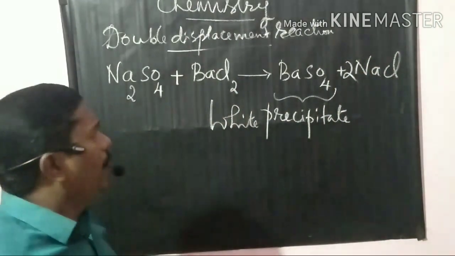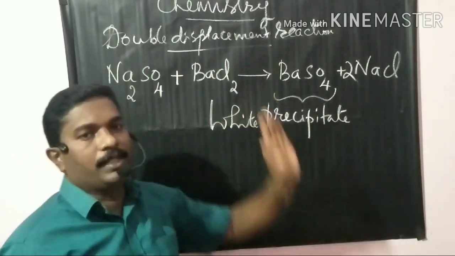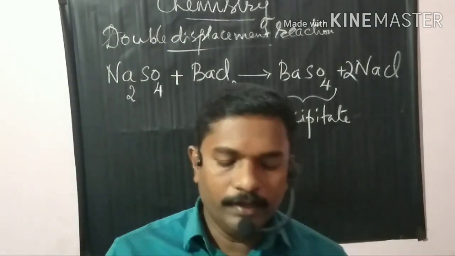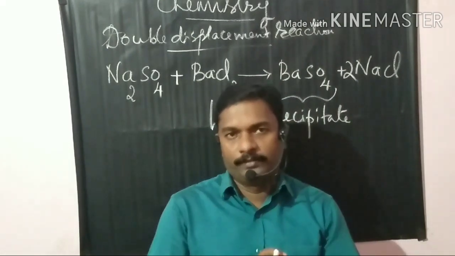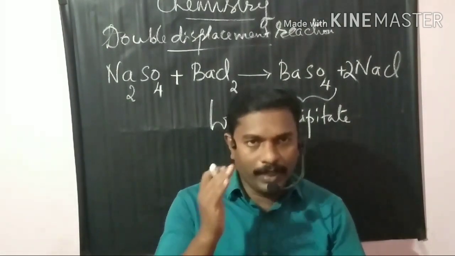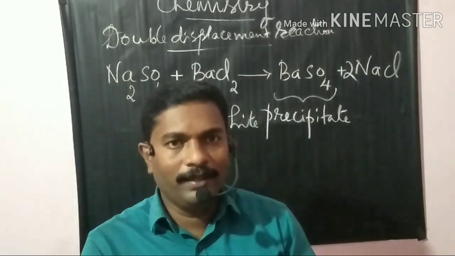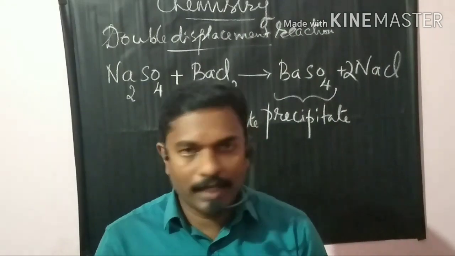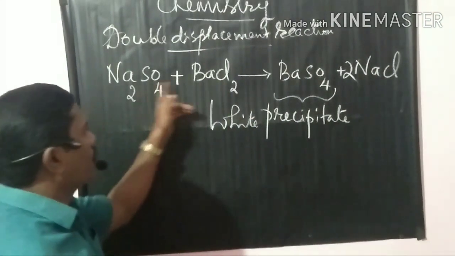And how can we say this reaction is a double displacement? In the displacement reaction, we have seen that one metal gets displaced by another metal. Am I right? Then what type of displacement occurs here?